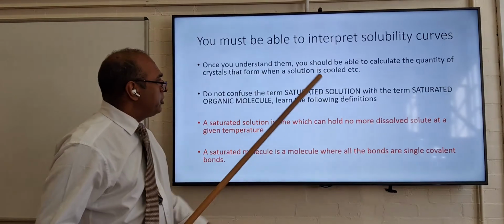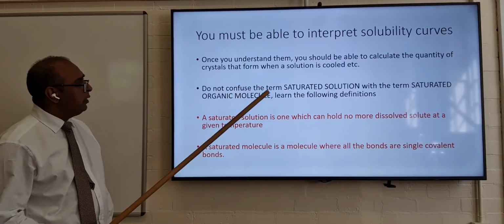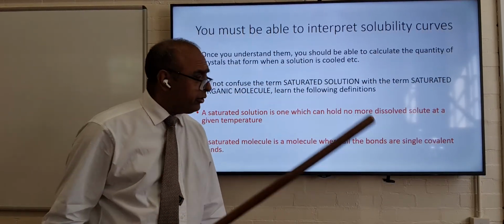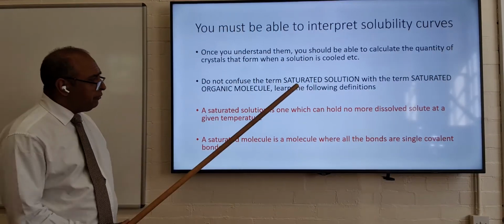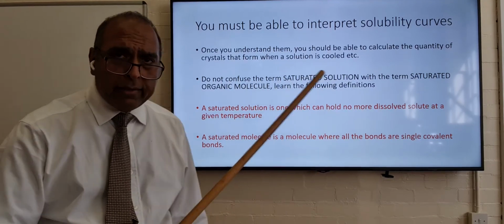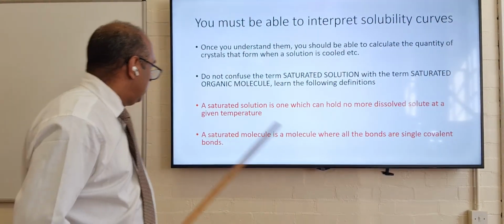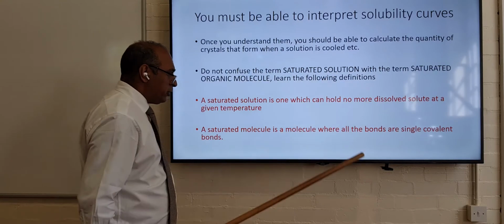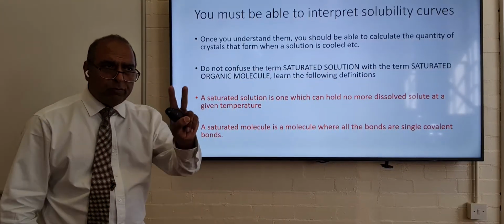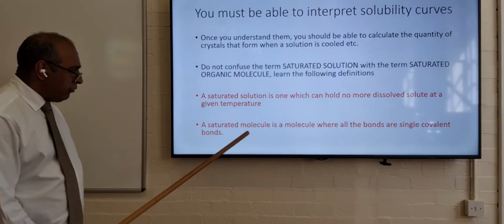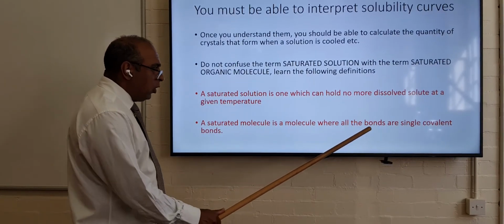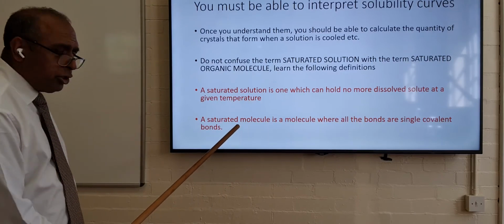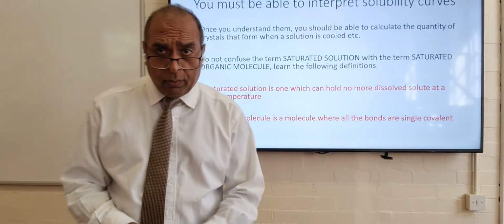You have to be able to interpret solubility curves. You've got to be able to do calculations that involve quantities or moles calculations when it comes to it. Do not confuse the two saturated terms. So in red, I've got those two saturated terms I want you to learn. A saturated solution, that's this topic, is one which can hold no more dissolved solutes at a given temperature. Normally there are 2 marks for that, so get it right. Whereas a saturated molecule is a molecule where all the covalent bonds are single ones. Now that is more to do with organic chemistry, and we've done that when it came to organic chemistry.